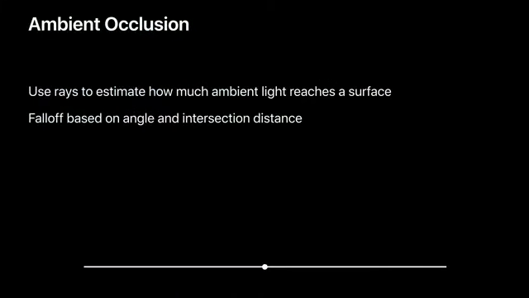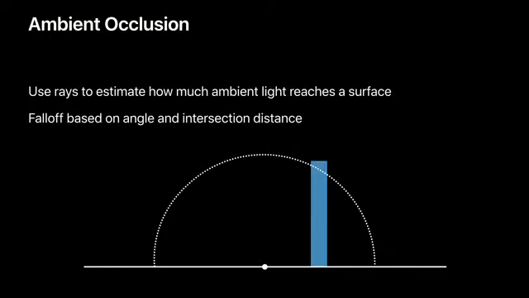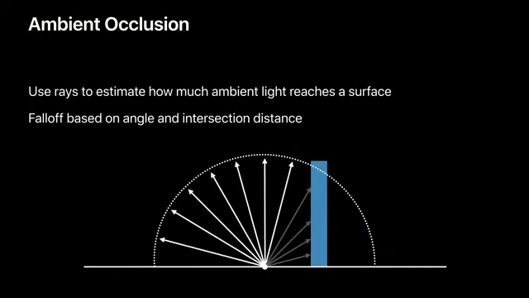So let's visualize how this works with ray tracing. We have a surface point in the middle of the screen there, and there's a blue box over on the right that's going to play the role of our occluder. We define an imaginary hemisphere around our surface point, and then we fire some rays. If a ray hits something, then we found an object that's blocking ambient light from reaching the surface.